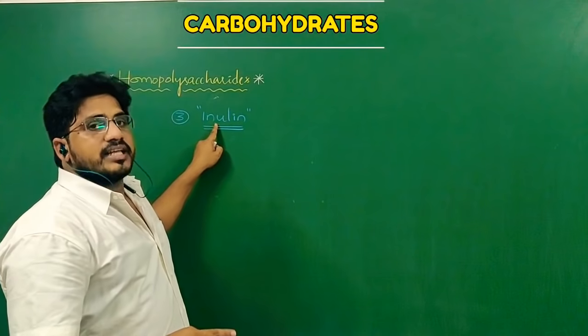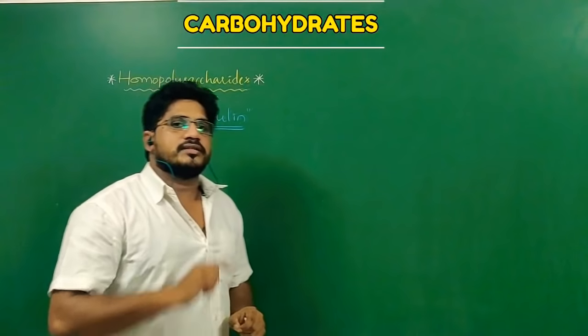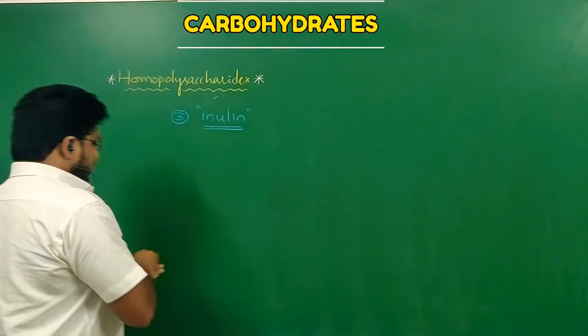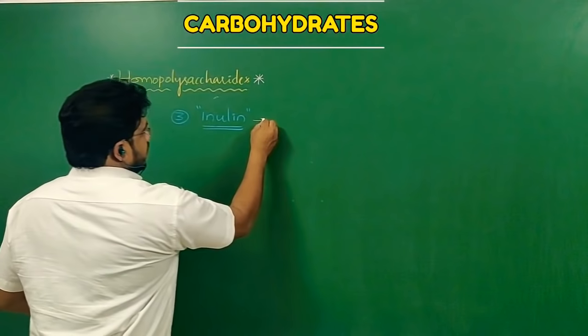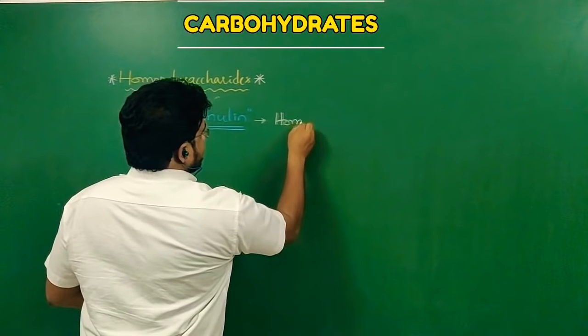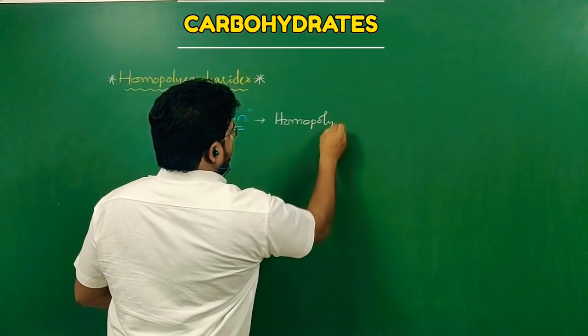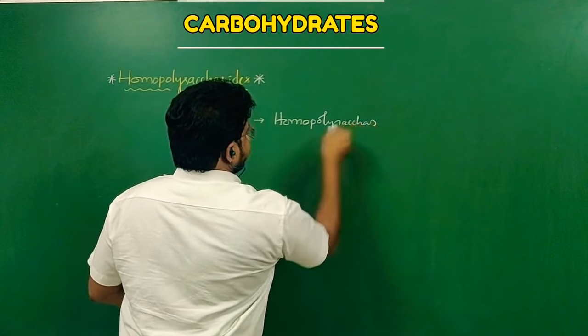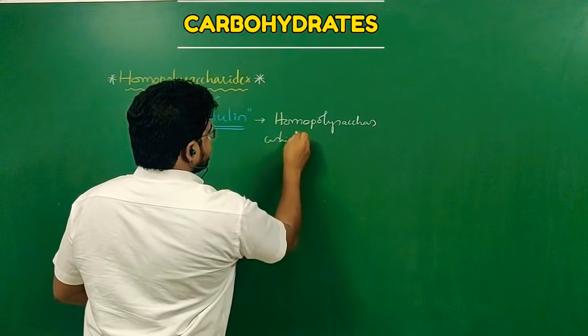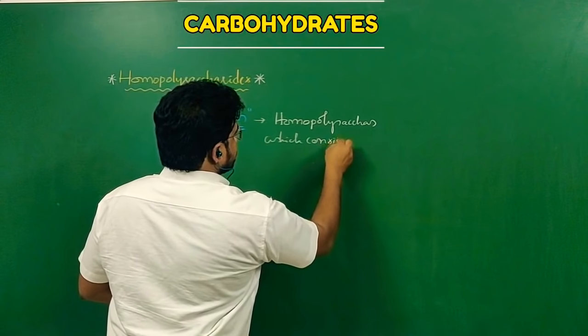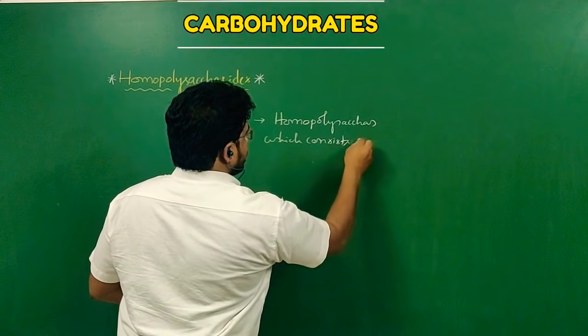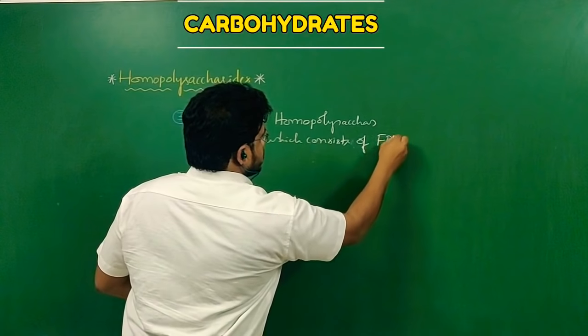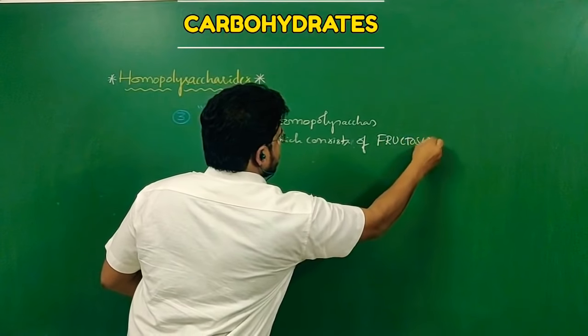So here S is absent. There S was present. That is hormone. This is polysaccharide. Don't confuse. Inulin is a homopolymer or homopolysaccharide which consists of fructose.